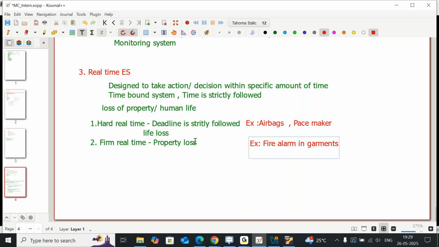In case there is a person inside, then it becomes hard real time. If there are employees or workers inside the garments godown, then it's hard real time. If there is a life loss, that becomes hard real time. If it is a property loss, then that is firm real time.